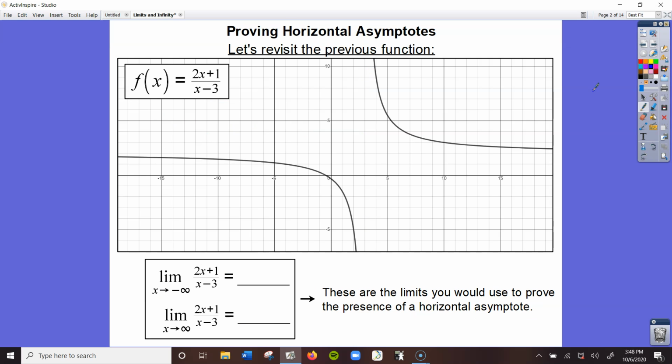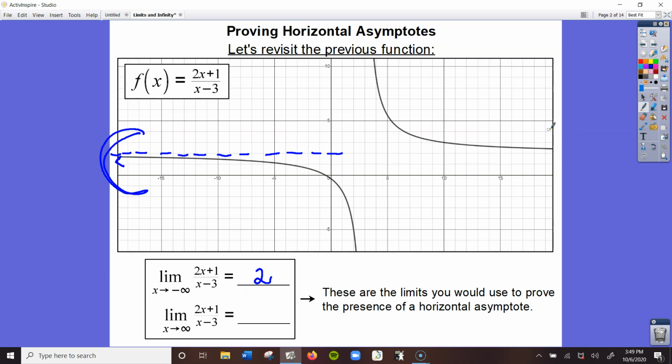Now let's look at the same graph, but now we're looking at when the limit is approaching either negative infinity or positive infinity. This is the equivalent of finding the end behavior of your graph. If I'm looking for the limit as x is approaching negative infinity, we are talking about the left side of the graph here.